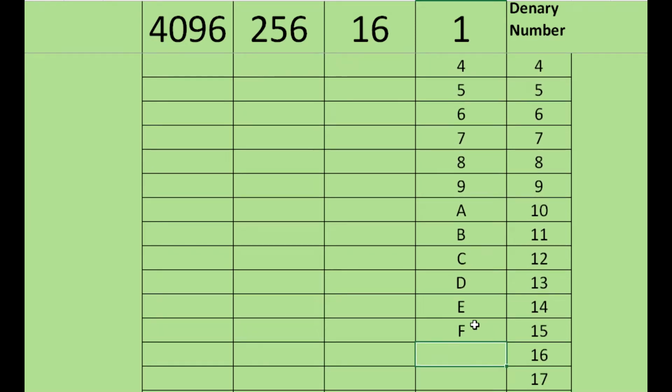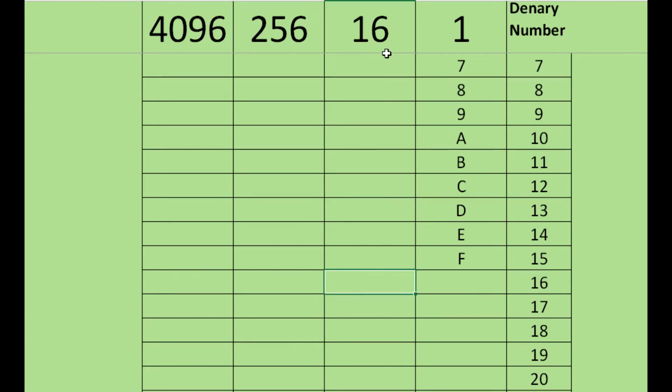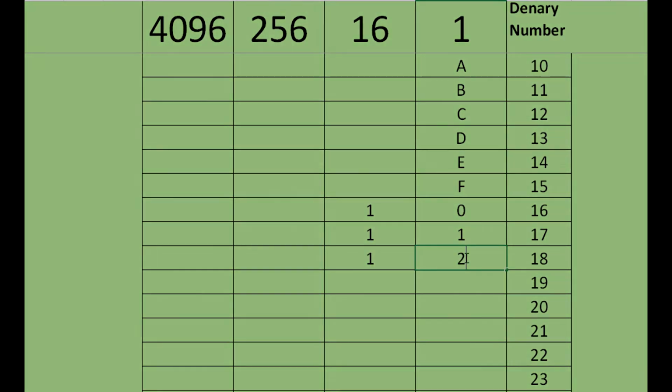Just scroll that slightly there. Yep. So now this place value is full. We can't go any higher than F. So to get 16 we go into our next place value. So 16 is 1 16 and we need 0 ones. To get to 17 it's 1 16 and 1 one. 18 is 1 16 and 2 ones.